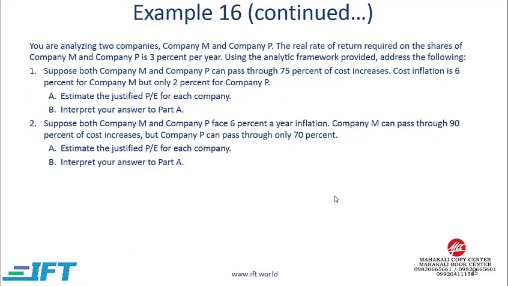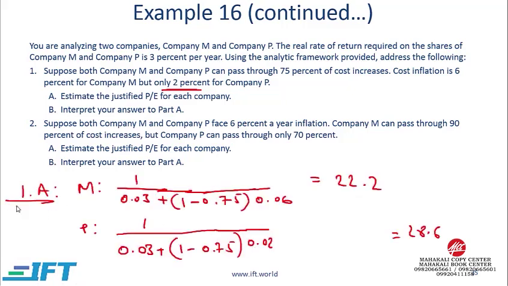Alright, now let's continue with the same example. I want to see whether you actually remember the formula we just talked about, and you compare these two companies, M and P. So let's look at part 1, A and B. If you calculate the justified PE for M, just plug in the numbers, you get 22.2. And then company P is similar, except that the inflation number is lower. The lambda is the same, but the cost inflation is only 2%. And notice that with a lower inflation number, the justified PE is higher.